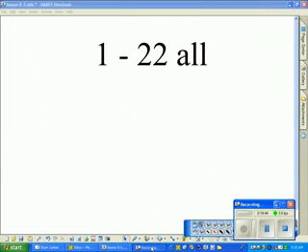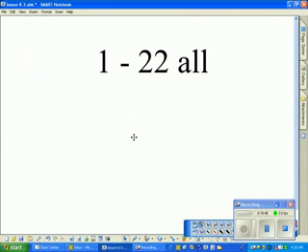That's on pages 346 and 347. No graphing.